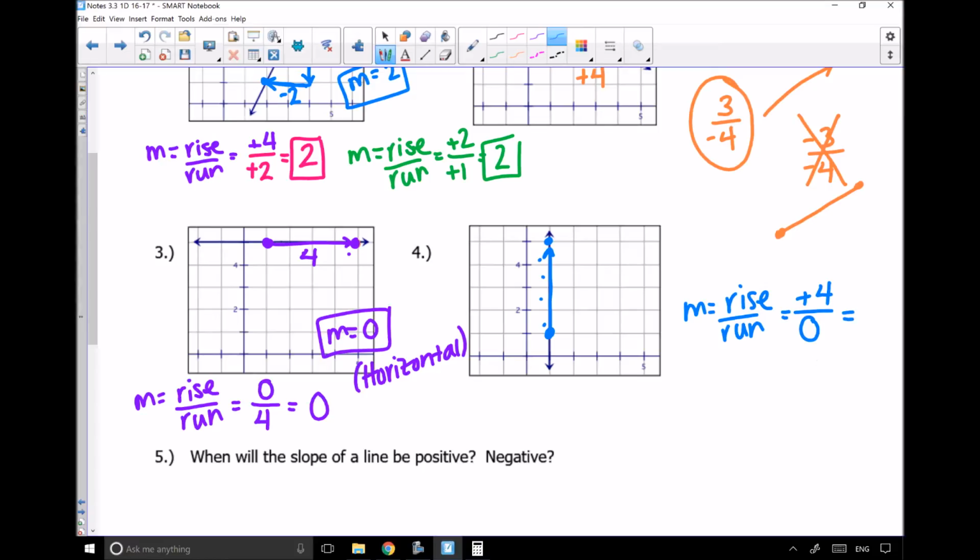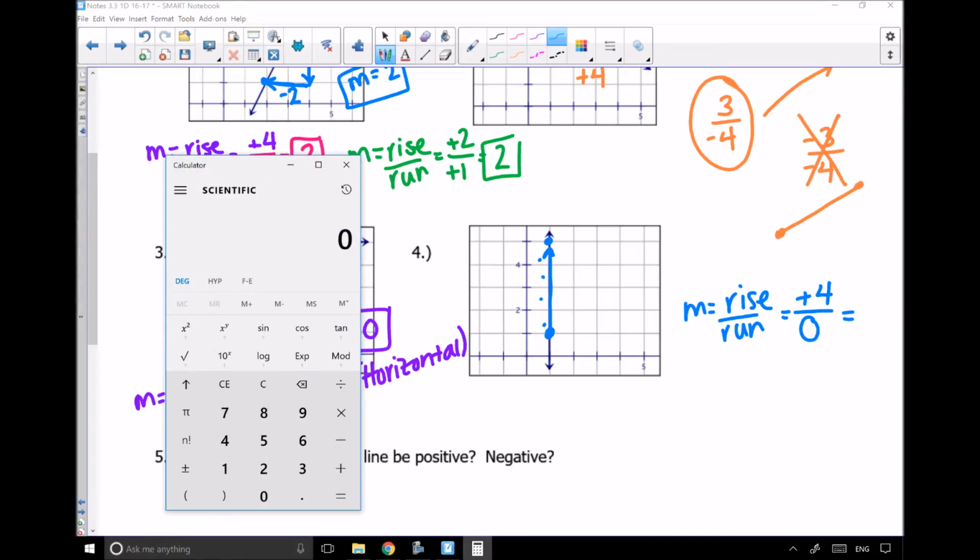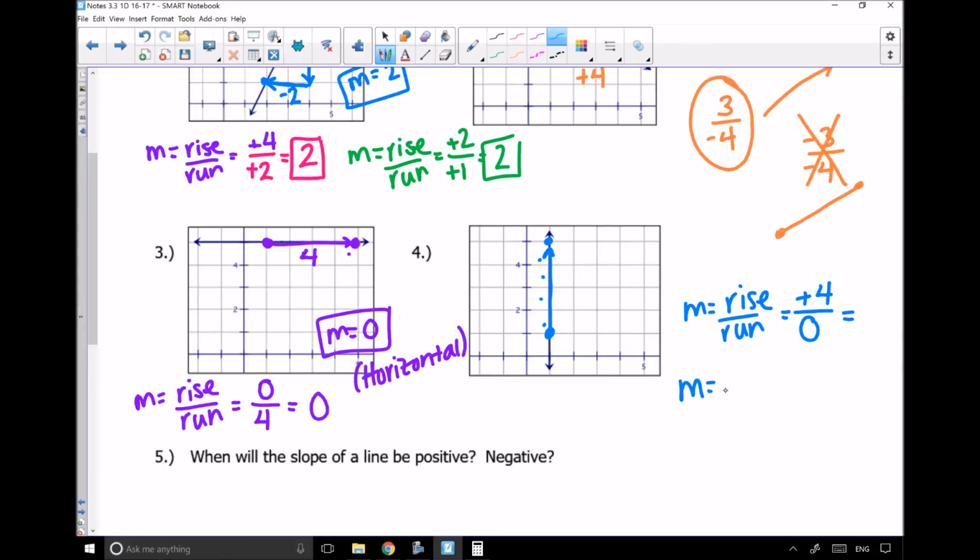So 4 over 0, what do I get when I divide 4 by 0? Let's try it in our calculator and see what we get. 4 divided by 0, you get an error message telling you you cannot divide by 0. So this is impossible. Since it's impossible, we say it's an undefined slope.